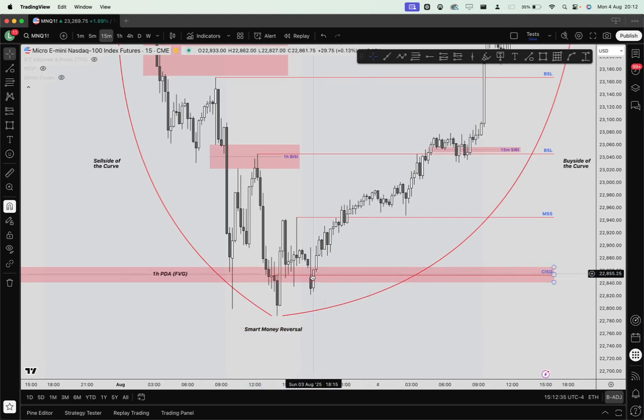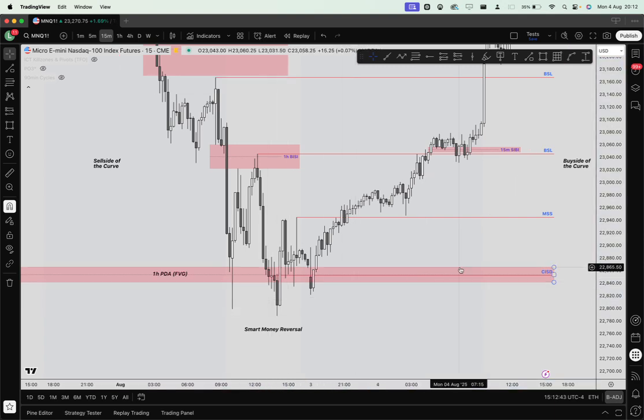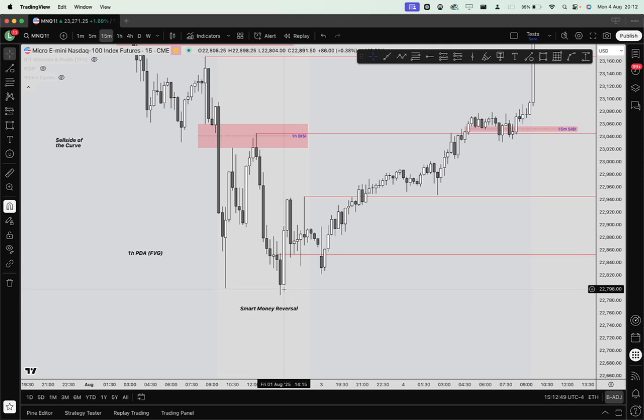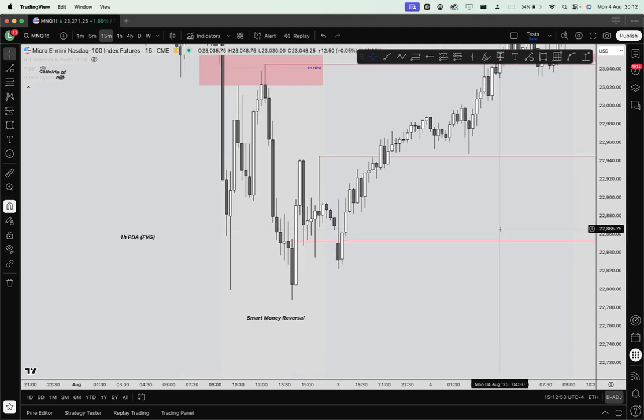As you can see here, this is the change in the state of delivery. So if I get rid of the curves so you can see it a bit more clearly, you know that we're already in this 1 hour fair value gap, okay? So on the 15 minute then, this here is where we had the change in the state of delivery.